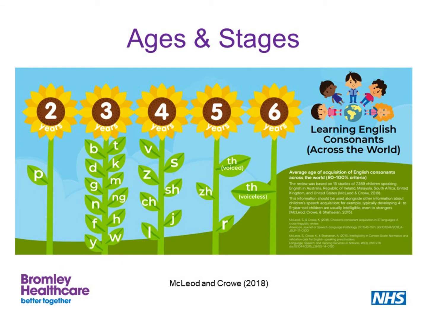There is research that shows that across the world, most children's consonants were acquired by 5 years old. By 5, children produce at least 93% of consonants correctly. And you can see the specific sounds that they acquired here between the ages of 2 and 6. This picture is based on 15 studies on over 7,000 children speaking English in several countries including the UK.